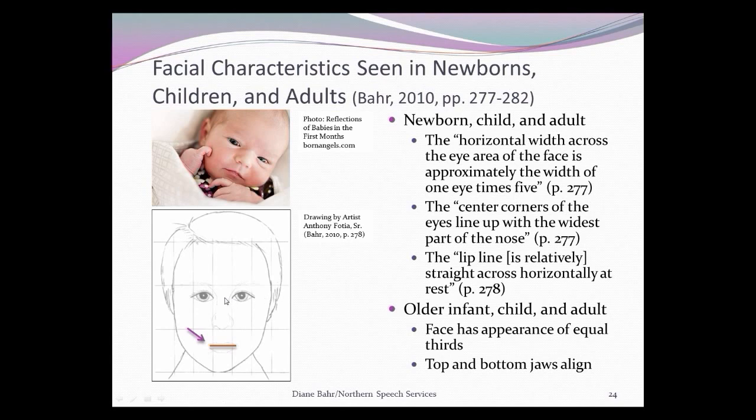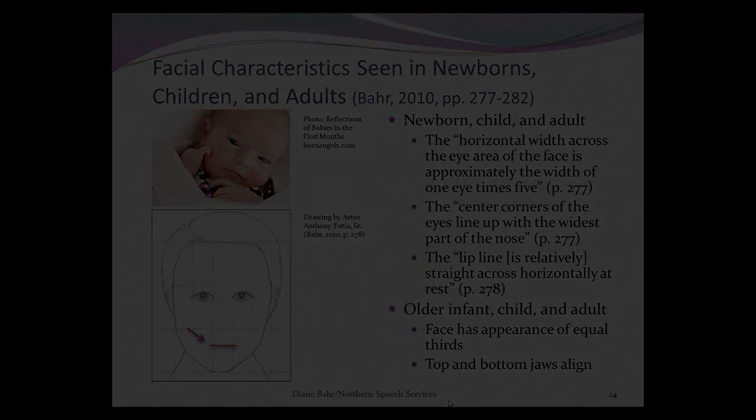So in the drawing Anthony's father did here of Anthony, here's Anthony's eye width, and we should see that width 5 times across the face. 1, 2, 3, 4, 5. And we see the same thing in the baby. Here's the eye width, and then even though we can't see this side, 1, 2, 3, 4, 5. This means that the hard palate is in good shape and developing well.